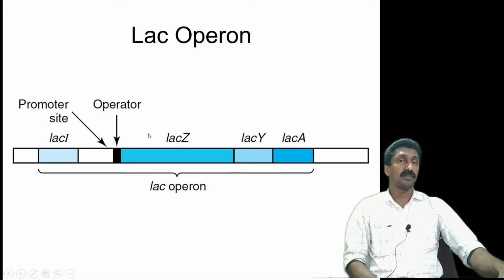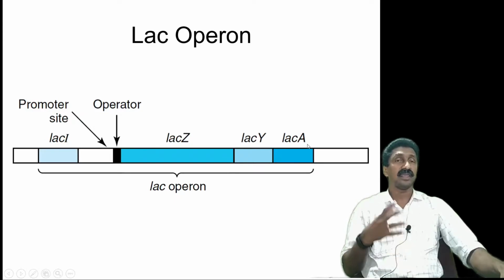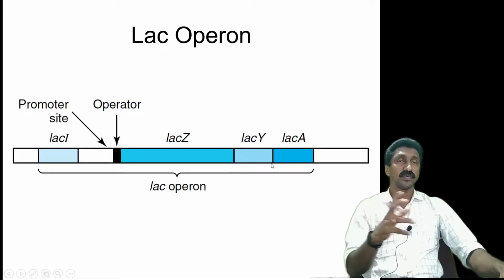So LacI, promoter, operator, LacZ, LacY and LacA. These are the different components or portions of the lac operon.